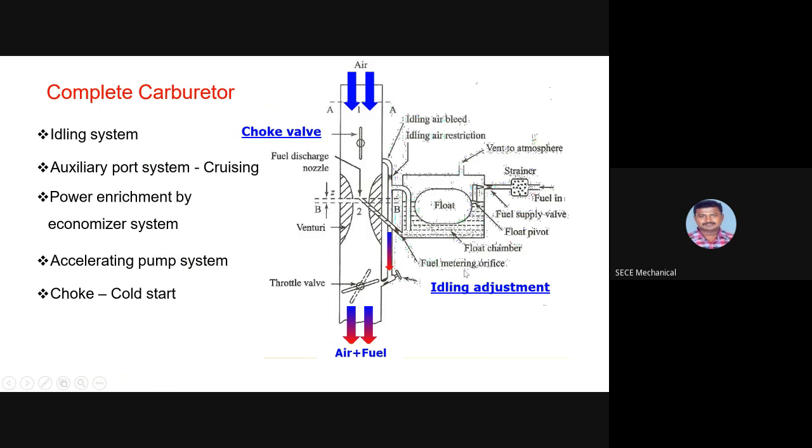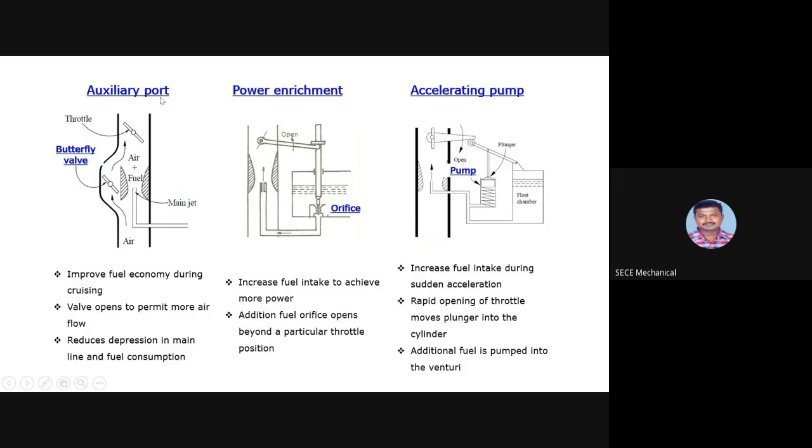Here also we have an idling adjuster, and air is going to pass this way and the air-fuel mixture is going to come this way. Here we are using a choke for a cold start, and here we have a fuel inlet and fuel filter, and vent to atmosphere, and air bleed and idling air restriction, float port. So the idling system, and the port system for cruising, and here the power enrichment by economizer system, and accelerating pump system and choke we are using. And this is the auxiliary port and power enrichment and accelerating pump.